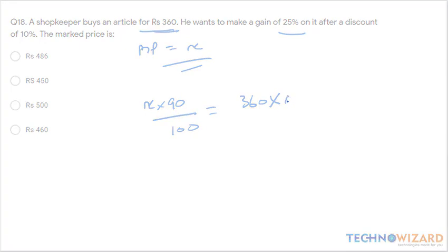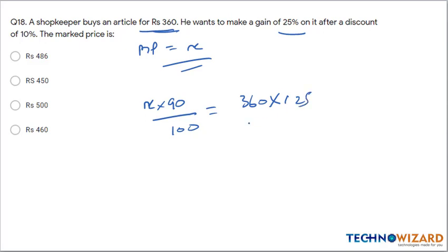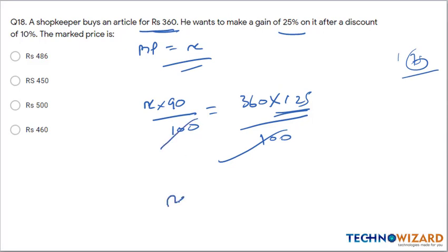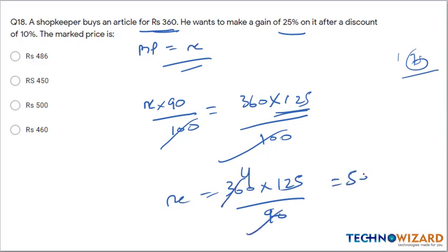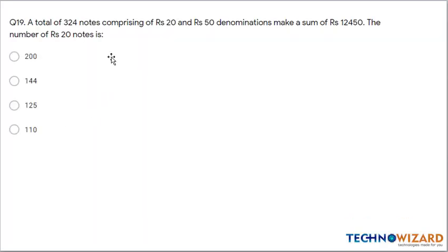Okay. This will be 125 because they are making a gain. Okay. If they were saying that they make a loss of 25%, then 100 minus 25 will be 75 upon 100. They are making a gain, therefore 125 upon 100. 100 and 100 will get cancelled. X is equal to 360 into 125 upon 90. 125 into 4 is 500 rupees, which is the correct answer. That is the mark price. Option C.